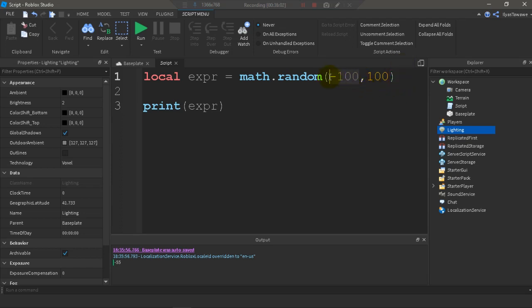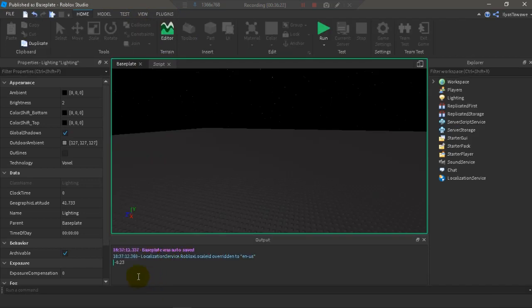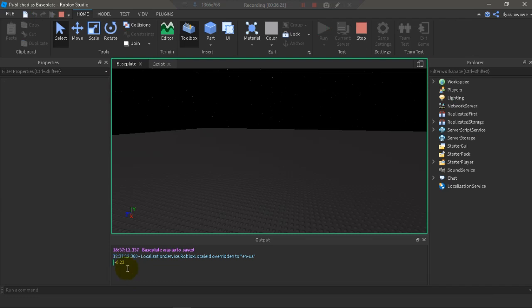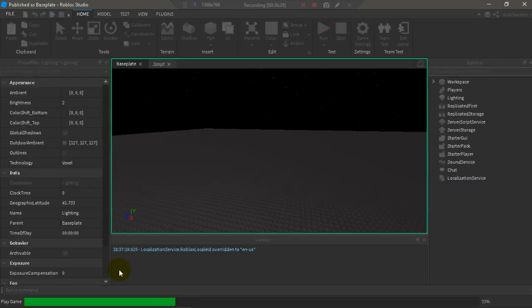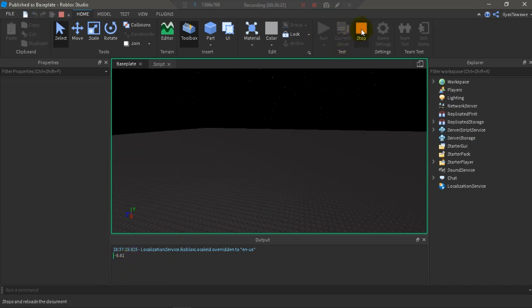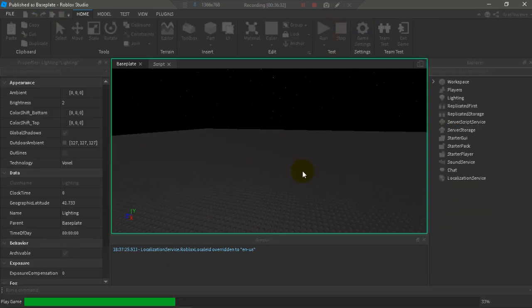So for example, if we want a number between -1 and 1 with two places, you just divide by 100 here, and we're going to get a random number with two places after the comma. So as you see, minus 0.23, minus 0.01, and 0.99.